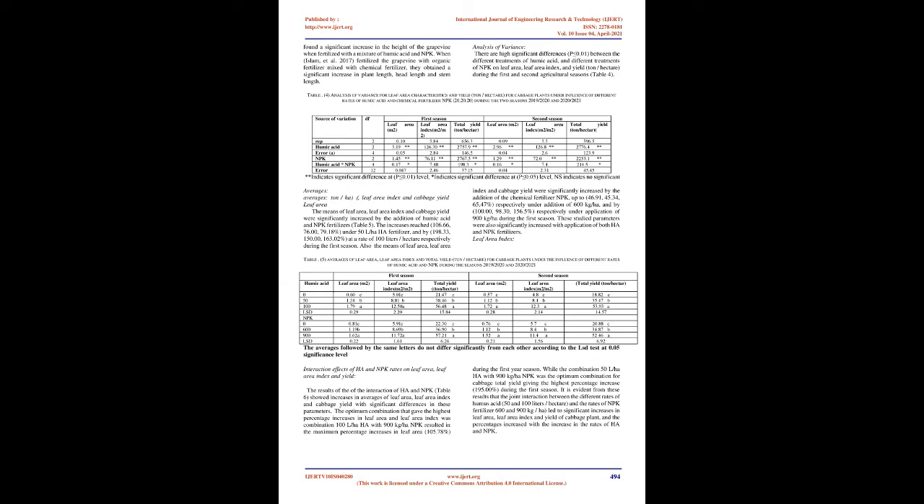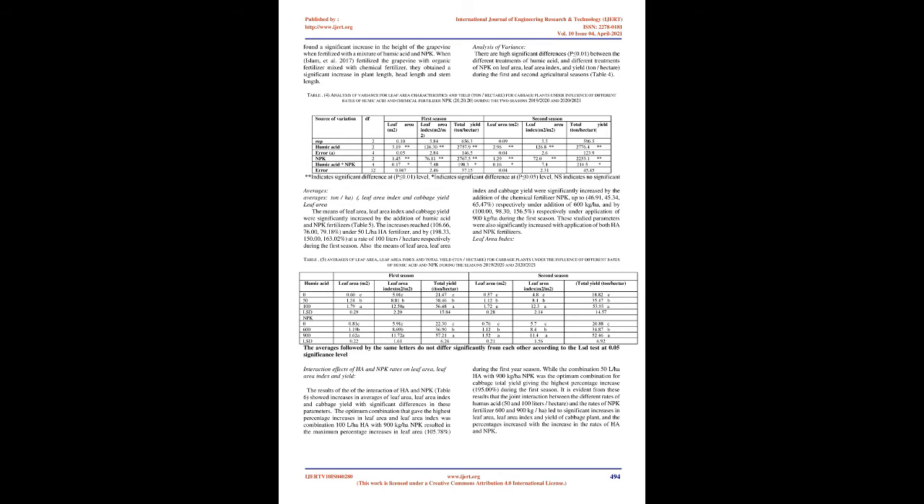The effect of interaction between humic acid and NPK fertilizer rates on the morphological characteristics of the cabbage plant. The results of the averages, Table 3, indicate significant effects of the interaction of HA and NPK at all their different rates, resulting in differences in the averages of stem length, stem diameter, head diameter, and roundness coefficient. The combination 100 L/ha with 900 kg/ha NPK resulted in the maximum percentage increases in stem and head characters.